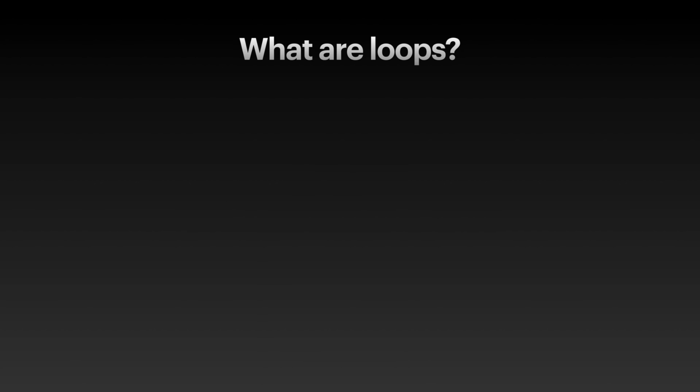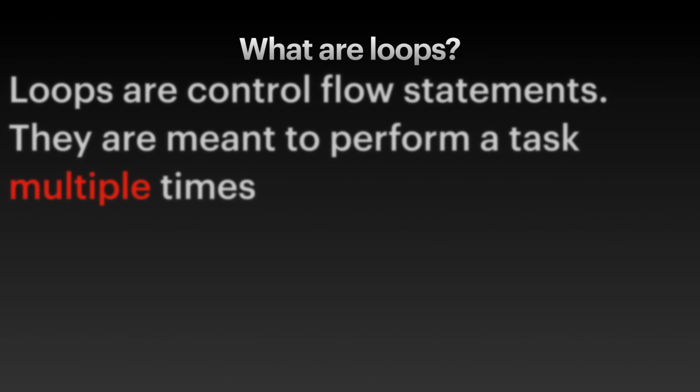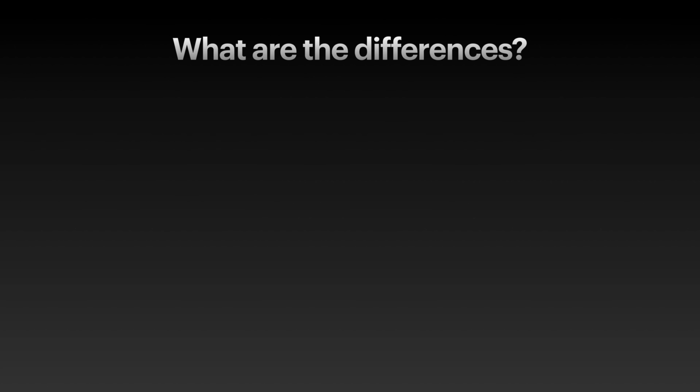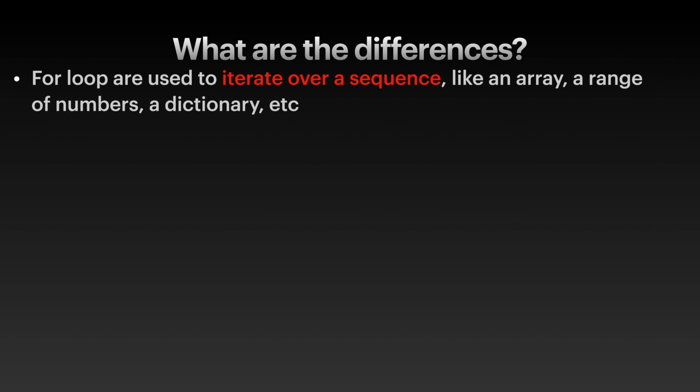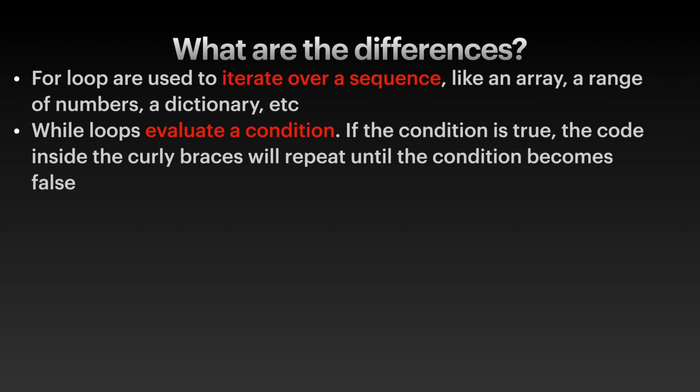So what are loops? Pretty much loops are just control flow statements, and they're meant to perform a task multiple times. And what are the differences between each loop? A for loop is going to iterate over a sequence, like an array, a range of numbers, a dictionary, and so on and so forth. A while loop is going to evaluate the condition first.